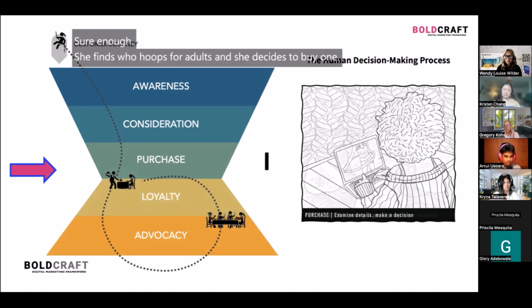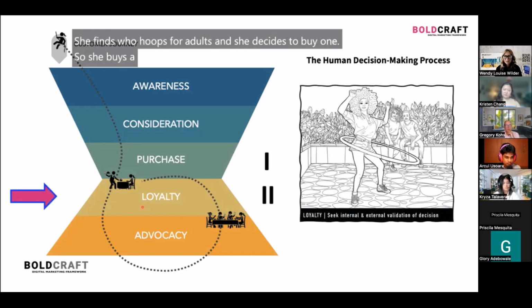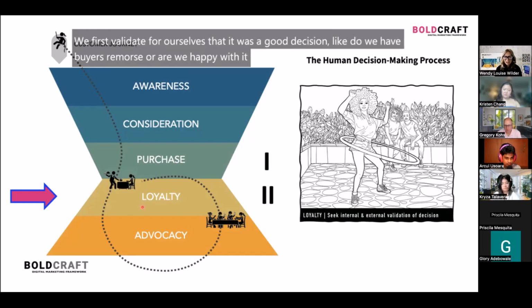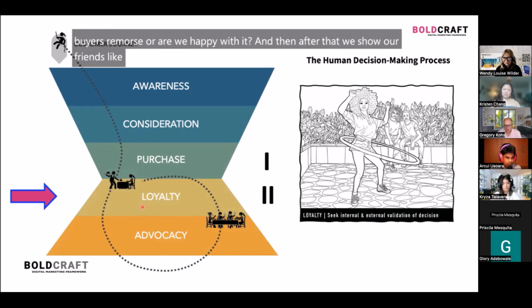So she buys a hula hoop, and after we've made a decision, we first validate for ourselves that it was a good decision. Like, do we have buyer's remorse, or are we happy with it? And then after that, we show our friends. Like, if we buy a dress, we try it out at home in front of the mirror, and then we wear it out and see if our friends like it.